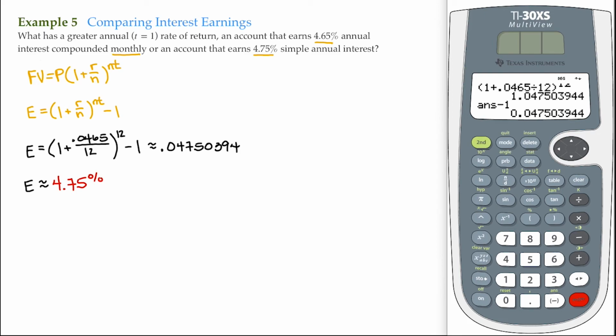So what does this say? Well, this says that the advertised rate here, this is the nominal rate of 4.65%. Since it's compounded monthly, it's actually going to pay 4.75% at the end of the year, which is the same as 4.75% of just simple annual interest. So there's the effects of compounding.